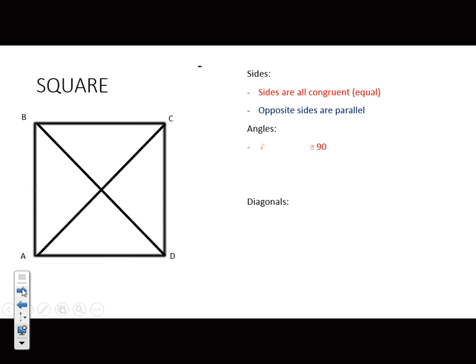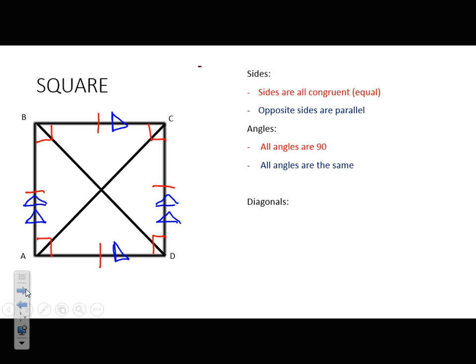Now let's talk a little bit about their angles. All of their angles are 90 degrees. So that's one of the features that the square got from the rectangle. Also, since they're all 90 degrees, all the angles are the same. Okay, they're all congruent. And consecutive angles are supplementary. Okay, so all the angles are 90 degrees, they're all the same, and consecutive, which means next to each other, are going to be adding up to 180.